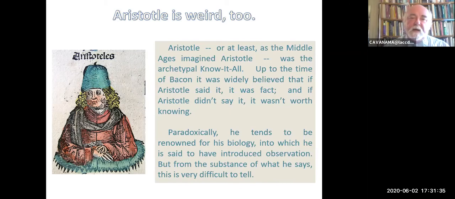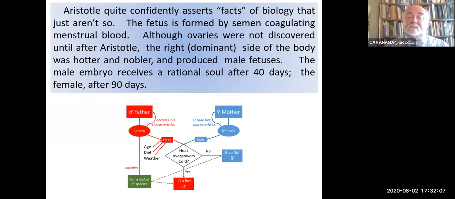Now, Aristotle is weird. Aristotle, at least in the Middle Ages, was imagined as the archetypal know-it-all. If Aristotle said it, it was true. If Aristotle didn't say it, it was not worth worrying about. Paradoxically, Aristotle tends to be renowned for his biology. He did make some biological observations, did some research. He was exiled for a while to an island and spent time looking at sea creatures in the shallows and did some interesting things with them. But as we'll see in a minute, he says some things about biology which are just completely incredible.